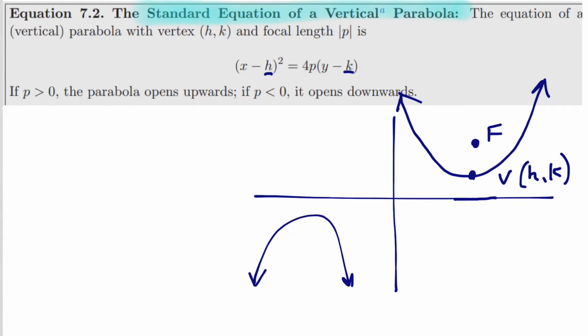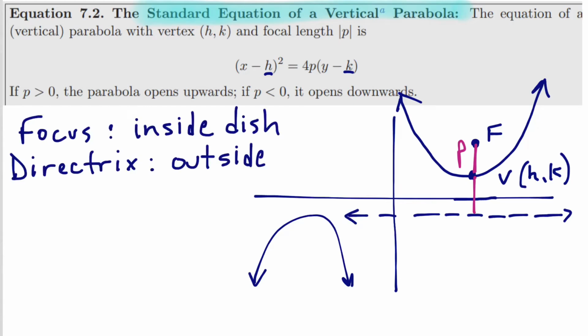So this is your focus right here. P is this distance, which is also the same distance to your directrix, which would be outside of your parabola. So make a note that the focus is always inside the dish and the directrix will always be outside the dish. So let's make a note that this is also P, and P is in your equation.